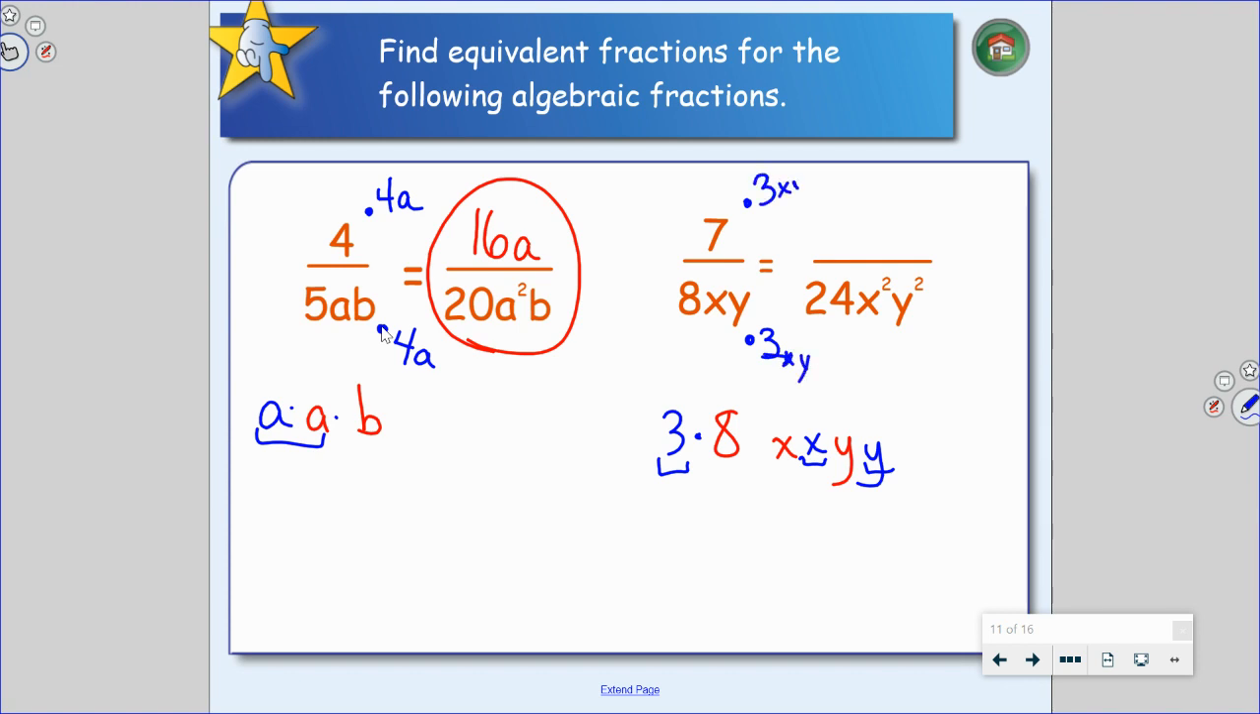Anything you do to the denominator, be fair to the numerator. And so we have 7 times 3, 21. And then there's just a single x and just a single y. Once again, you're welcome to write the 1 there if you wish. It is your choice. So we've now found equivalent fractions. 7 over 8xy is the same exact amount as 21xy over 24x squared y.